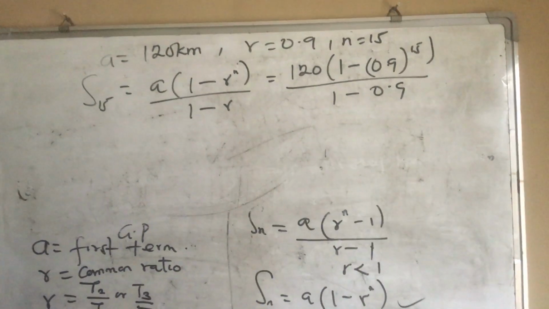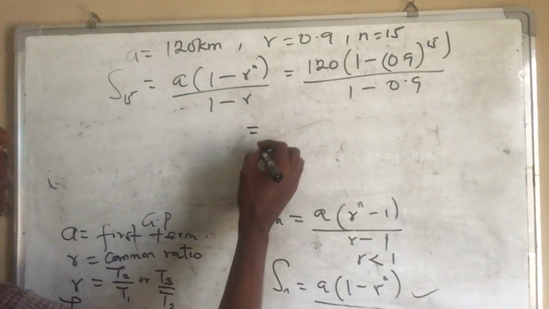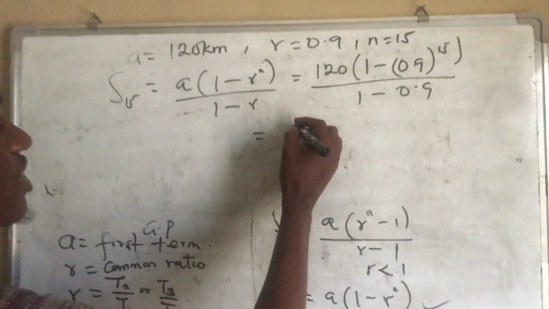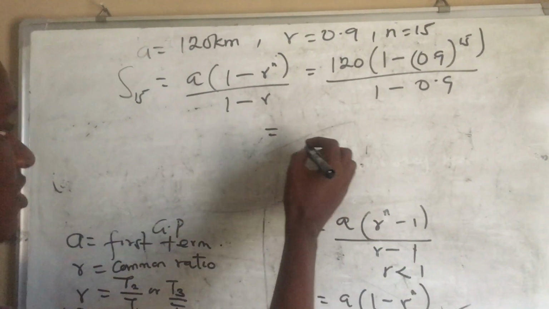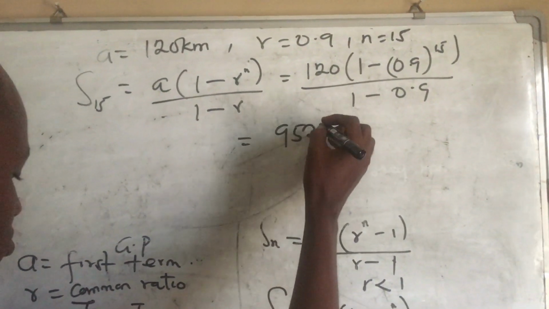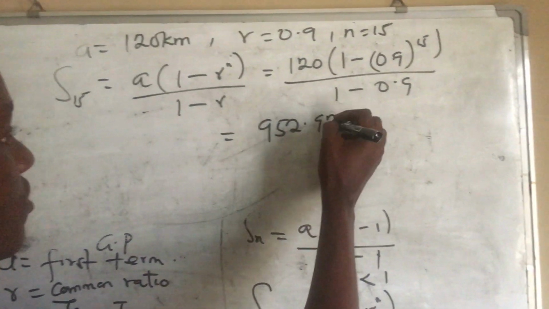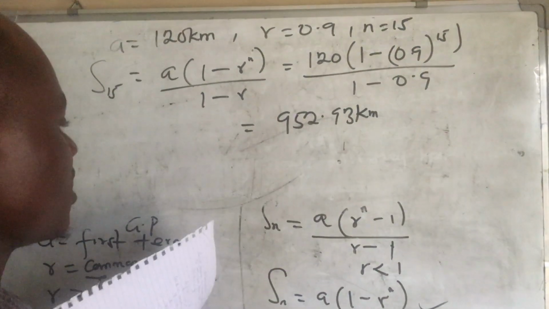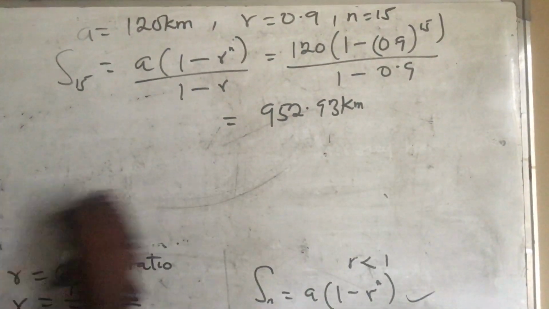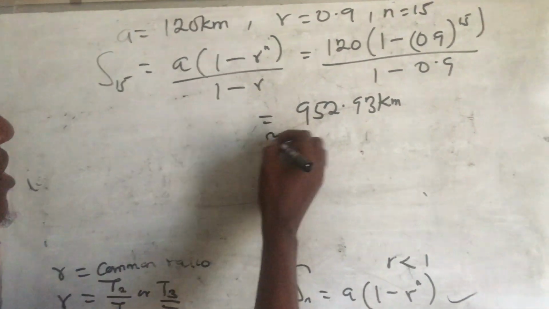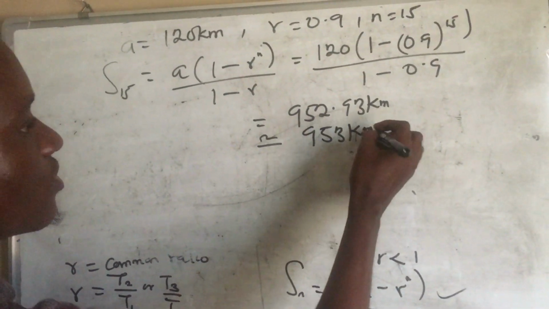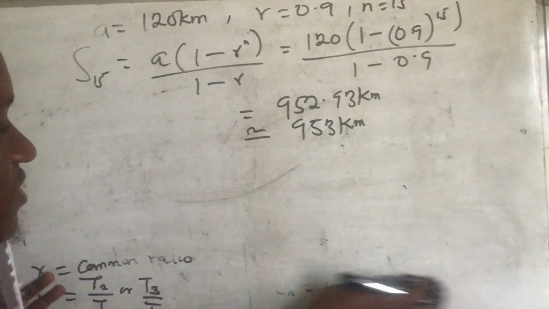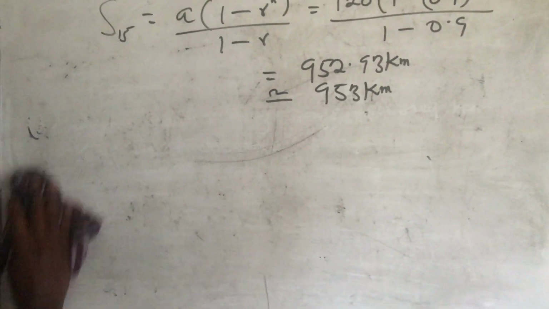So if we solve this and press our calculator, we have 952.93 kilometers. But don't forget, the question says to the nearest kilometer. So to the nearest kilometer, this is 953 kilometers. That's the first part.